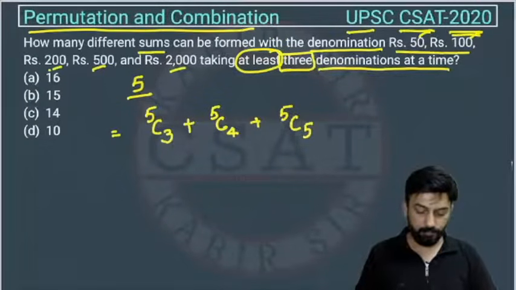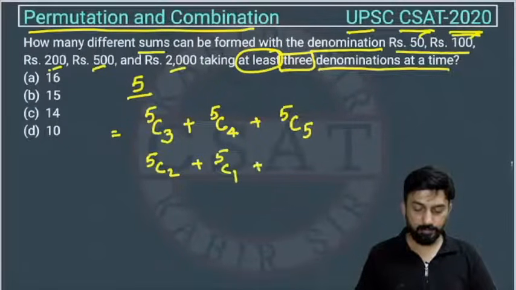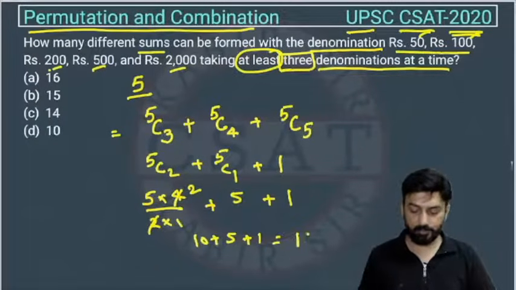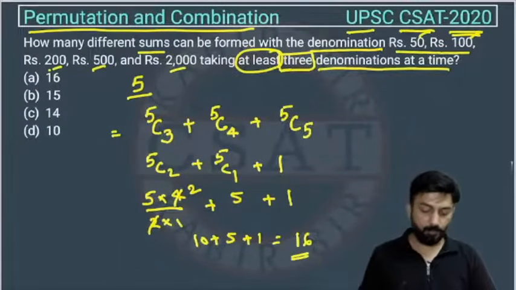So this 5C3, we can write it as 5C2 also, and then 5C4 will be 5C1, right? And this 5C5 will be 1. So this will be 5 into 4 over 2 into 1, plus 5, plus 1. We will solve this. This 2 will cut this 4 two times. This will be 5 into 2, 10, plus 5, plus 1. So this will be total 16, right? So the answer is option A. So this is the answer, option A.